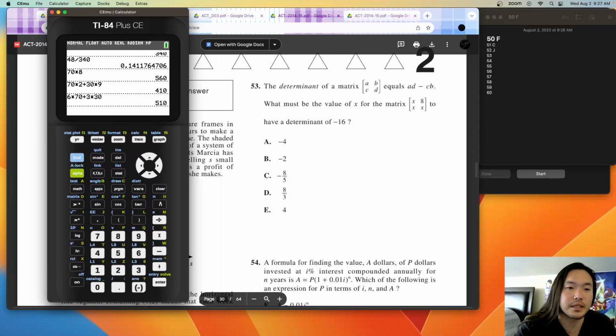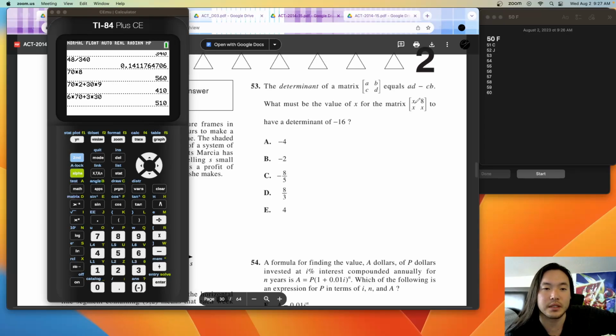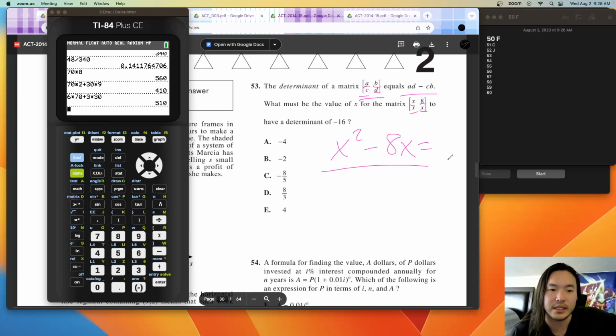So we have this determinant situation. The determinant here would be x times x, x squared, minus 8x, right? It was 4, the answer was 4. And if you forgot, they literally tell you the equation. The determinant of a matrix is this: you multiply these two numbers, you multiply these two numbers, and then you subtract. So here I'm going to multiply x times x, that's x squared, and then I do 8 times x, that's 8x, and then I'm going to subtract. And they're telling us that the determinant is also 16, right?